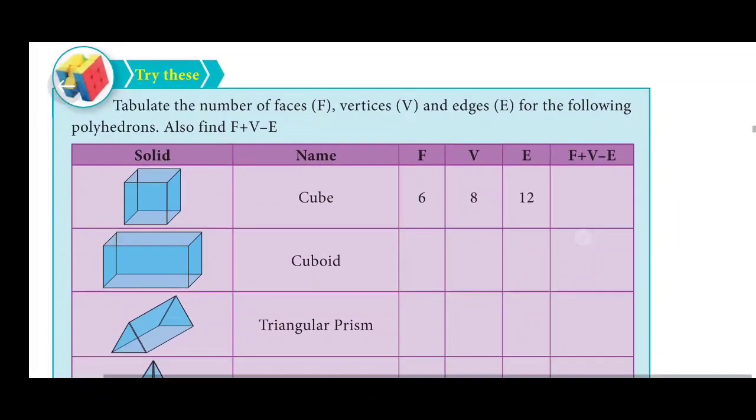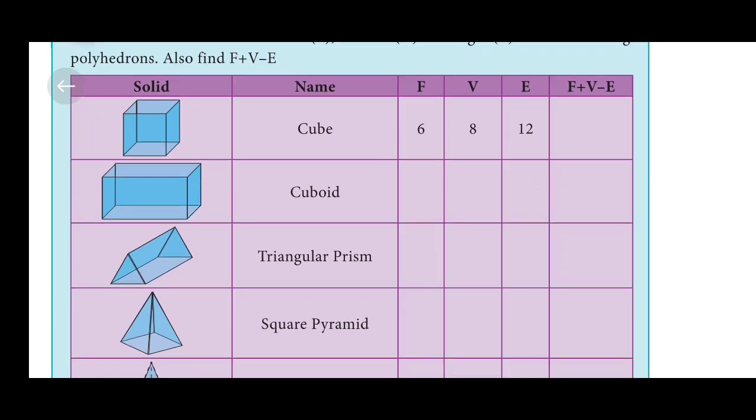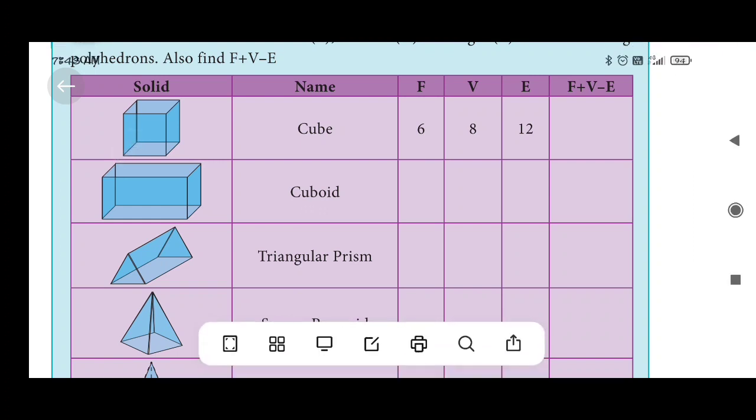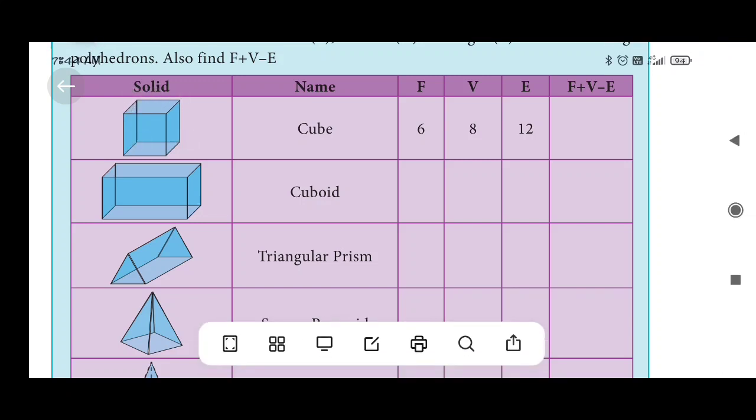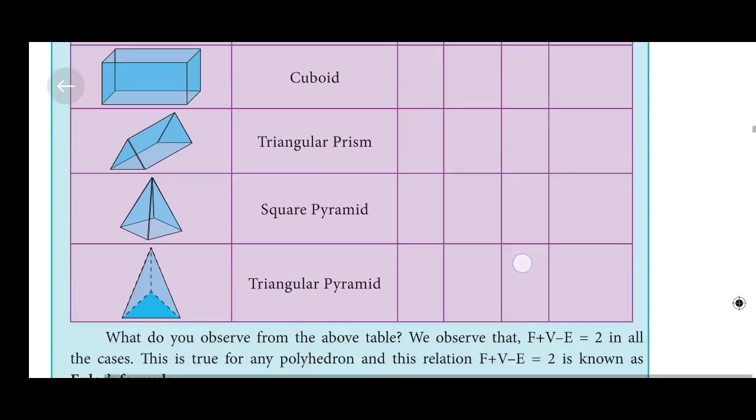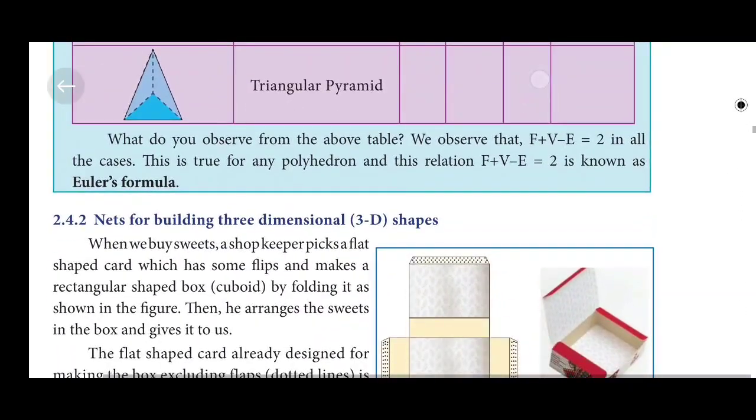Then, tabulate the number of faces, vertices and edges of the following figures. So in the cube, they have given faces. How many faces in the cube? 6 faces. Vertices: 1, 2, 3, 4, 5, 6, 7, 8. Then edges: 1, 2, 3, 4, 5, 6, 7, 8, 9, 10, 11, 12. So 12 edges are there. Understand? Like that you need to find for the cuboid, triangular prism, square pyramid and triangular pyramid.